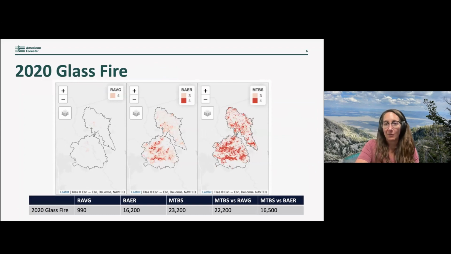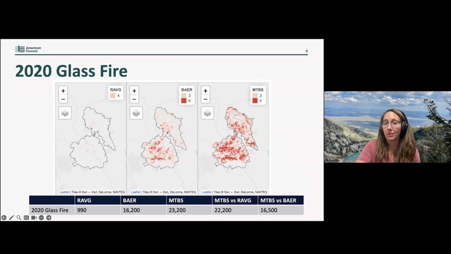So in instances where we have multiple different mapping methods, this is the 2020 Glass Fire. What you're looking at here is the fire perimeter in each of these different panels, and each of these different color maps, or choropleths, represent the fire severity across the fire based on those different methodologies. On the left-hand side, you can see that RAVG didn't pick up any high severity burned areas.